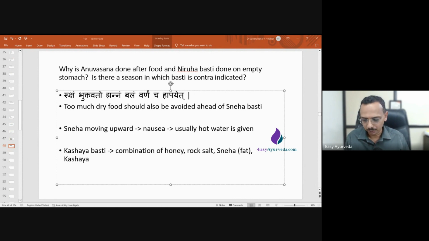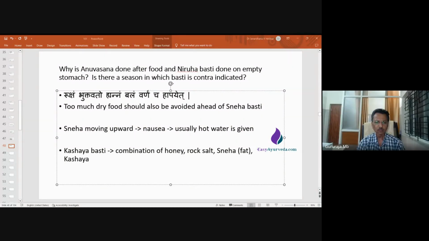Also, the area of action of this Sneha Basti is mainly the large intestine. It can reach up to the stomach, being spreading in nature, but having food in the stomach will give a sort of signal to the intestine not to carry anything in the reverse direction. So that could also be the reasoning.